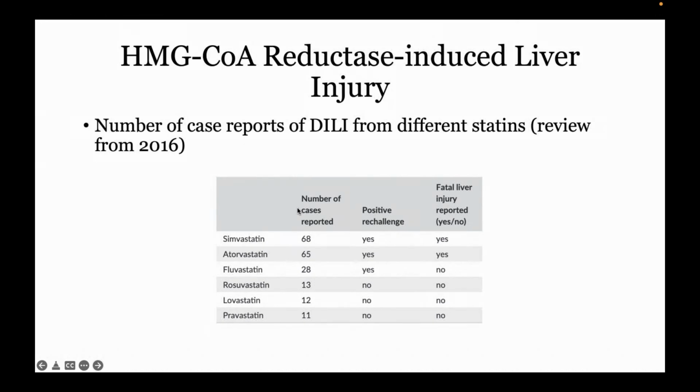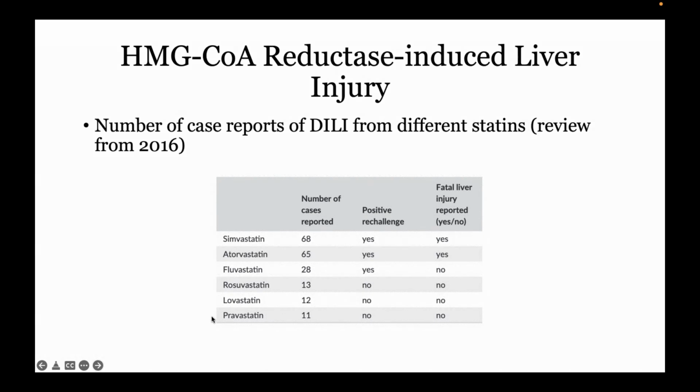I found a report from 2016 that looked at all statin-induced liver injury, and they essentially just calculated the number of cases, the positive rechallenge rate, and whether there was a fatal liver injury. Number 1 was simvastatin, actually, with 68 cases. Atorvastatin has 65 cases. And then all the way down here, lovastatin has 12 cases, and it was a negative rechallenge and never had a fatal liver injury, even though lovastatin is lipophilic. So it's reasonable to switch to lovastatin too, if you had to switch.